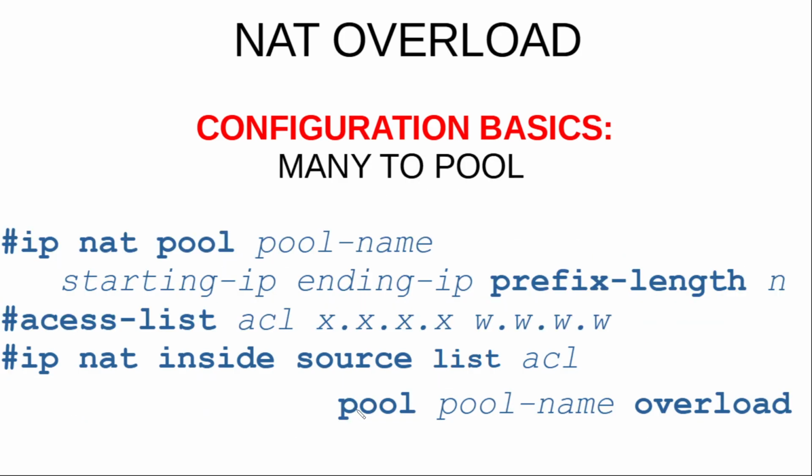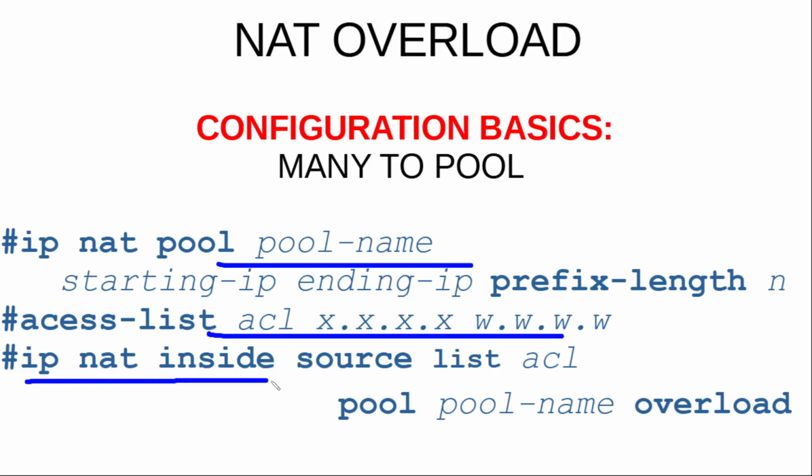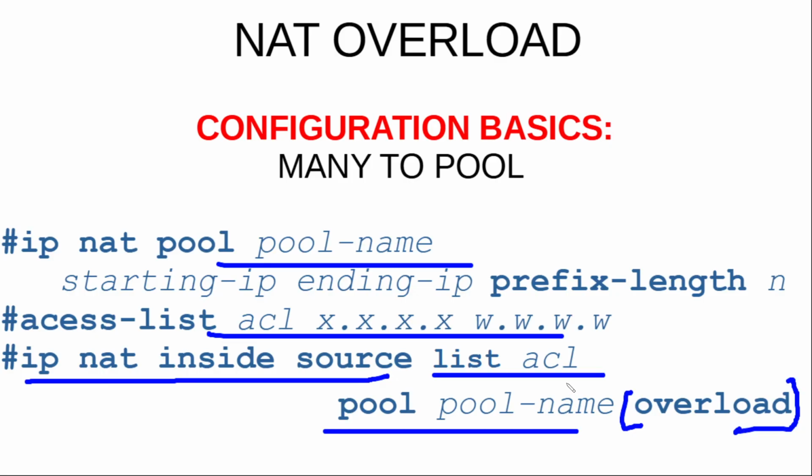So if one IP is not enough because you only have so many TCP ports, then you can create a pool and then an access control list, and then use your command ip nat inside source to bind this list to this pool with the parameter overload. This is quite similar to dynamic NAT, but in this case, if we add this parameter overload, then this stops being dynamic NAT and it becomes NAT overload.